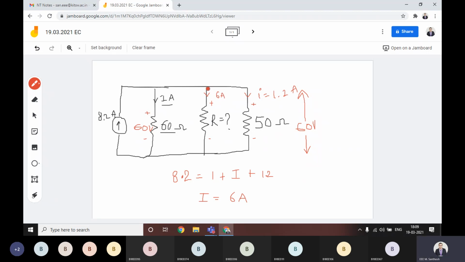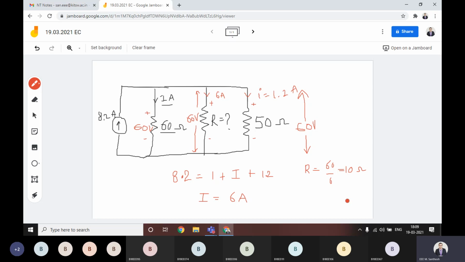Then if it is 6 amperes, the voltage across this branch is 60 volts only, simply. Why? Because all are parallel branches, so the voltage across this resistor also is 60 volts. Then to find the value of R, simply voltage by current, that means 60 by 6. If you solve this way, you will get exactly what our friend told: R value is equal to 10 ohm.